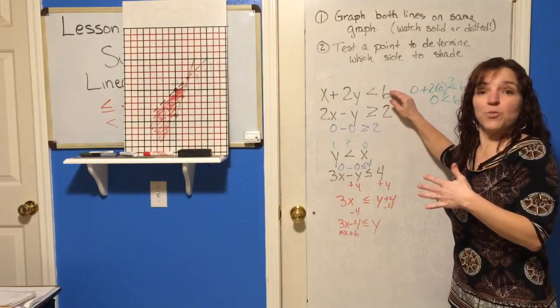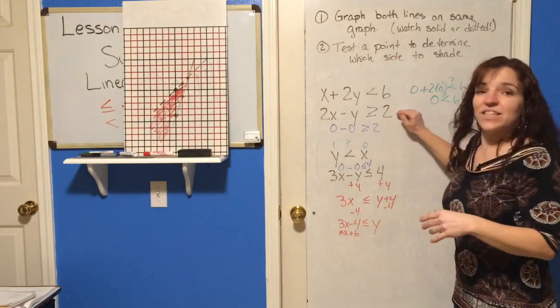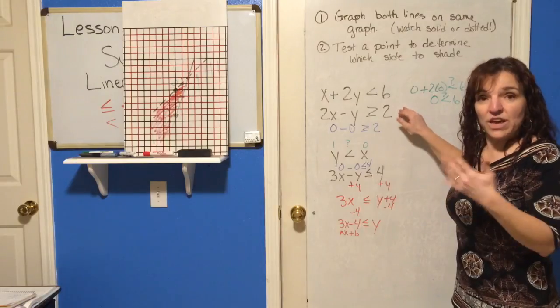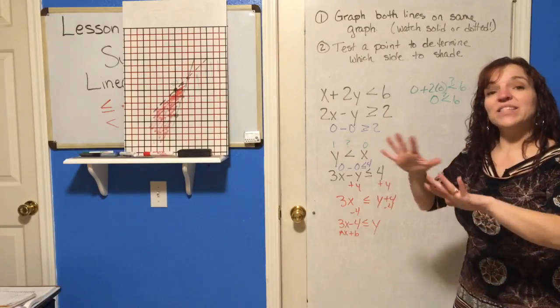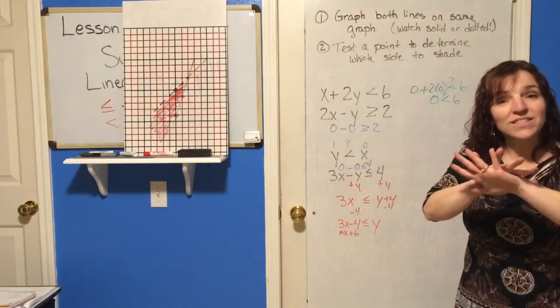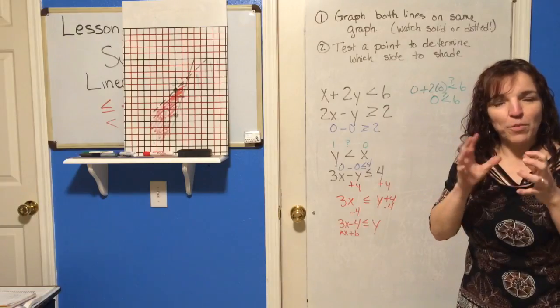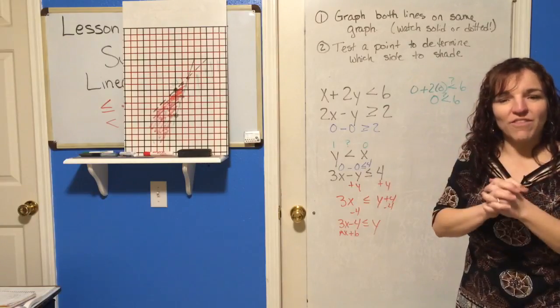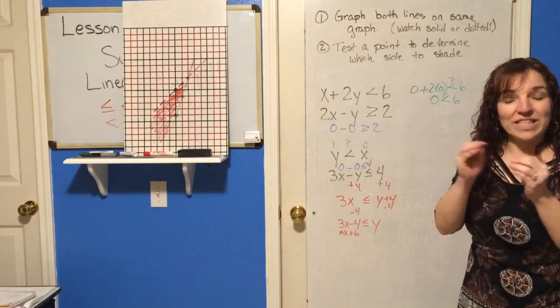You don't even have to test another point. Then you go to the second inequality and you test a point on one side or the other of that inequality. And the places where those shaded parts cross, that is your solution, that part of the graph. Every point in that part of the graph is a solution to your system of inequalities.